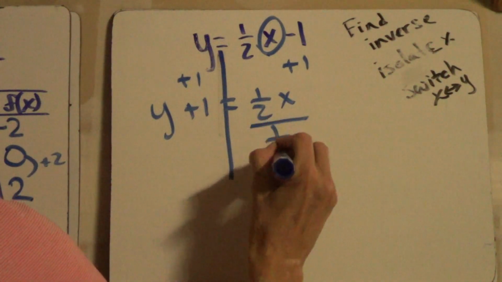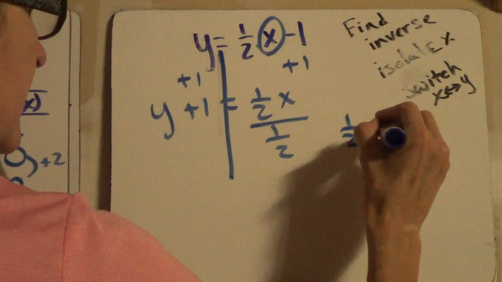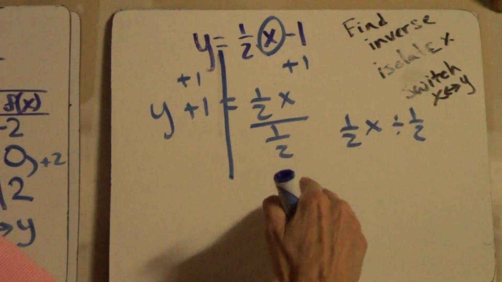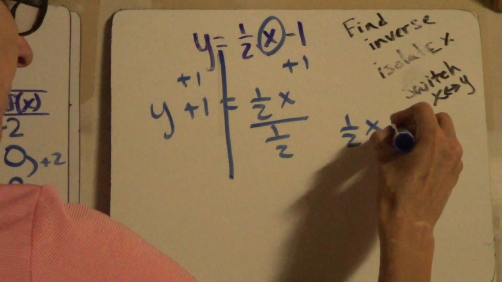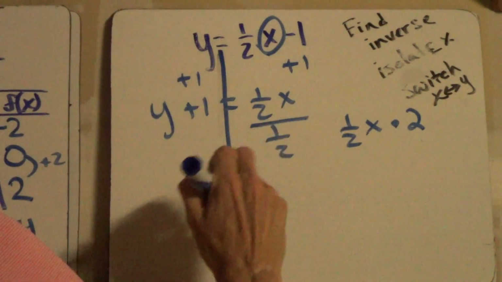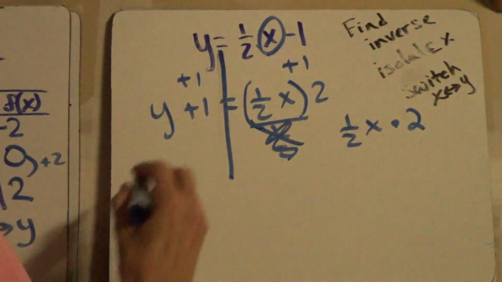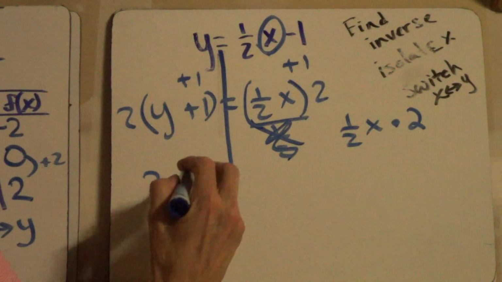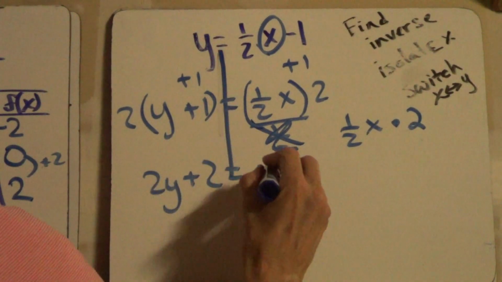Divide by 1/2. Now, think about this. If we're dividing by 1/2, remember how you do division of fractions? You skip, flip, and multiply. So we're really saying that we're multiplying by 2. Okay? So we can write it as divide by 1/2, or we can write it as multiply by 2. You want to do the same thing to both sides, so we end up with 2y plus 2 equals x.